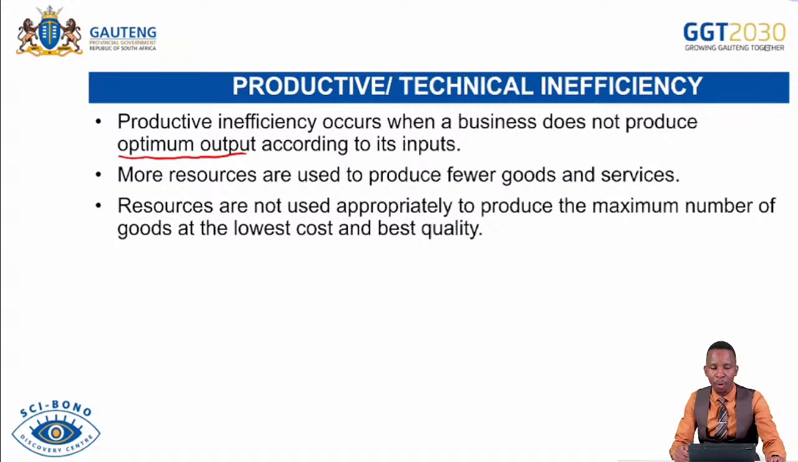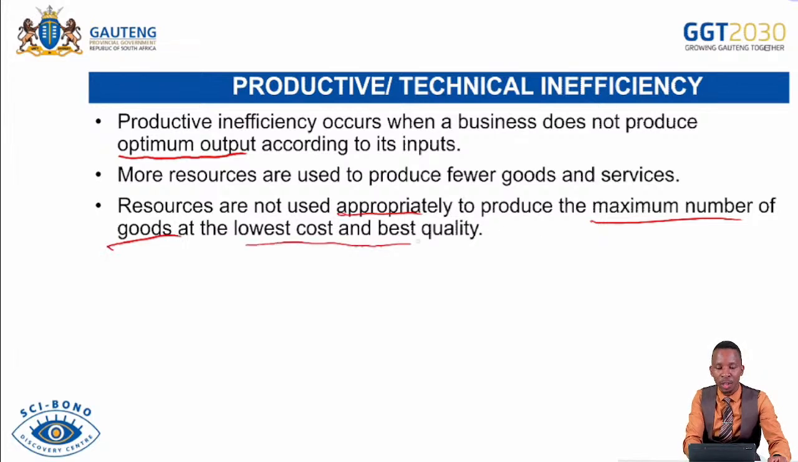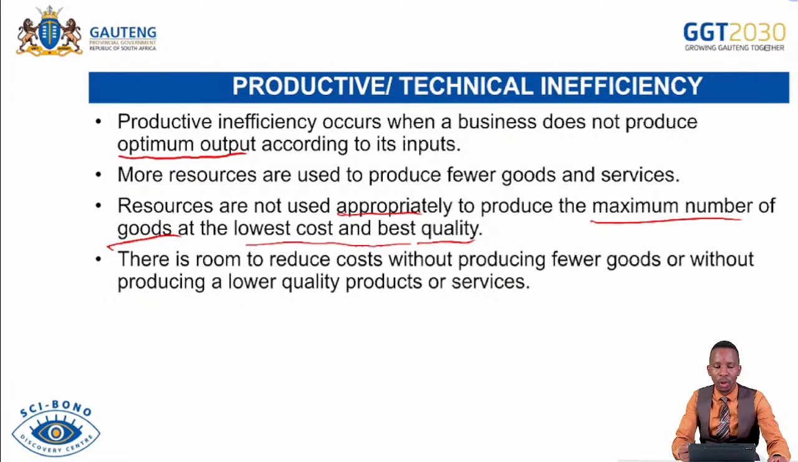Resources are not used appropriately to produce the maximum number of goods at the lowest cost and best quality. Remember that producers try to find the best alternative to produce goods at a lower cost. So there's always room to produce at a lower cost. So in this case, the resources are not used in a good way to produce the maximum number of goods at the lowest possible cost and at the best quality. There is room to reduce costs without producing fewer goods or without producing lower quality products or services.